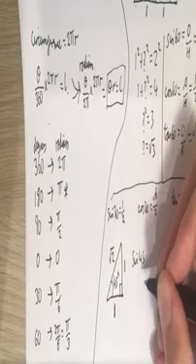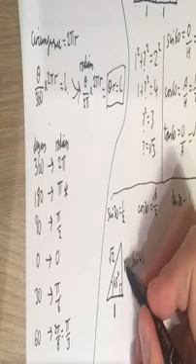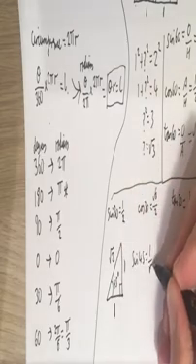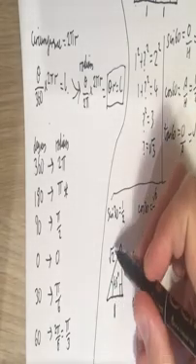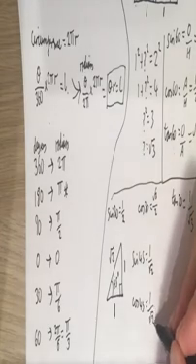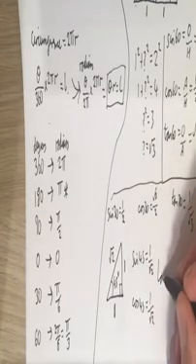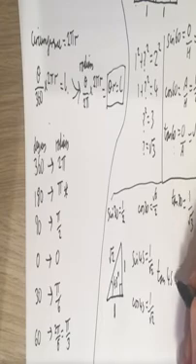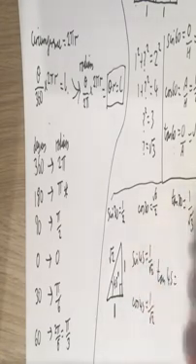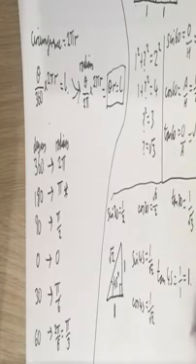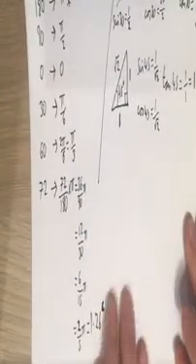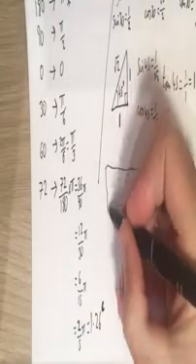sine 45 is opposite over hypotenuse, so 1 over root 2. Cos 45 is adjacent over hypotenuse, so 1 over root 2, the same. And tan 45 is going to be opposite over adjacent, which is 1 divided by 1, which is going to be 1. So tan 45, opposite over adjacent, is going to be 1.